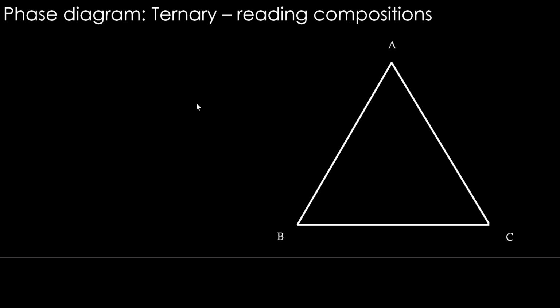Let's first start with how to read these ternary compositions. So this is an equilateral triangle here. A, B, C, three elements are represented here. So this is basically a three elemental space, and the corners, this corner here, this corner here, and this corner here, represent 100% of a single element, that is unary composition. So this is pure A at this corner, pure B, and pure C.